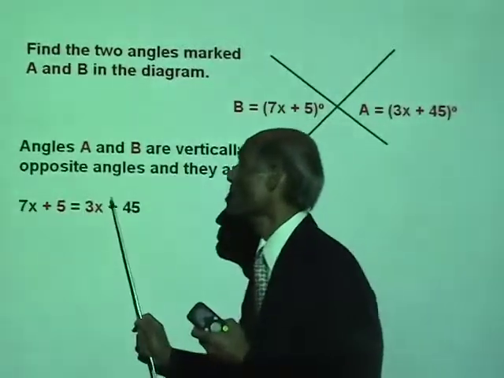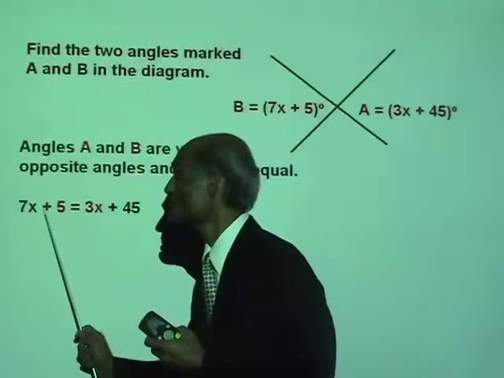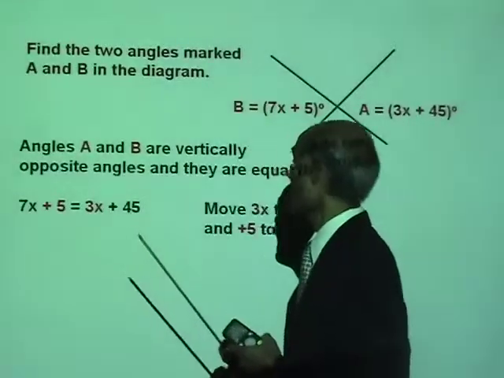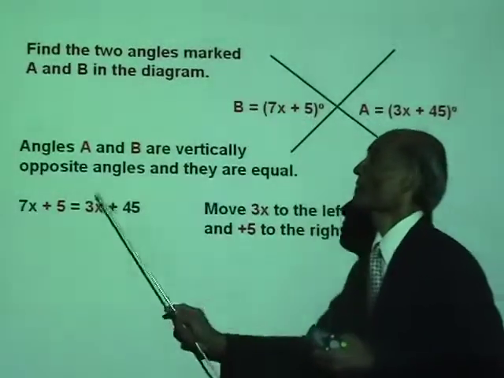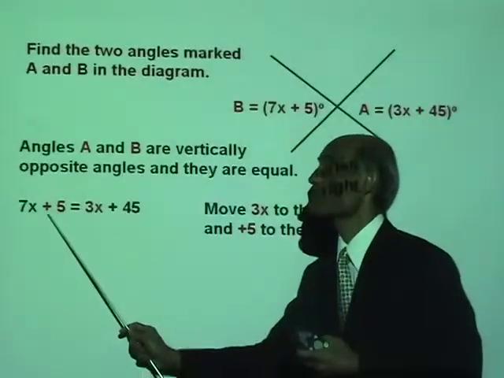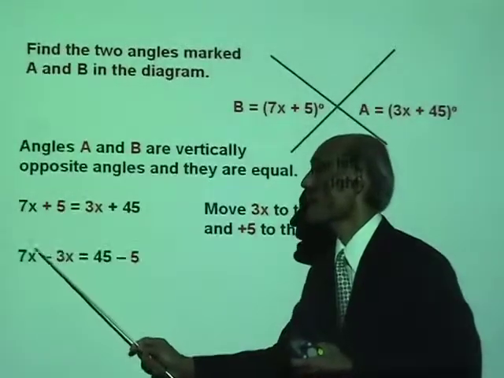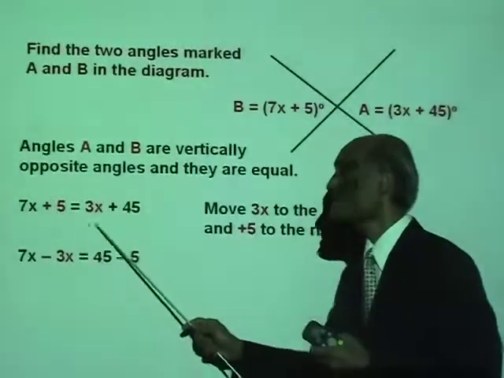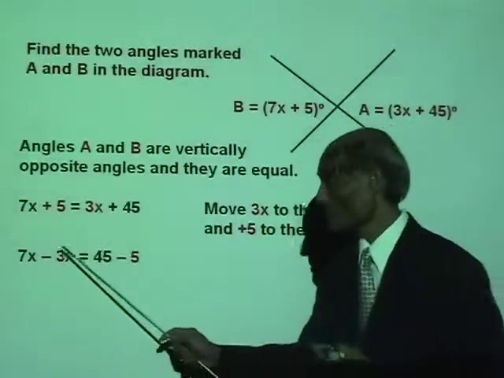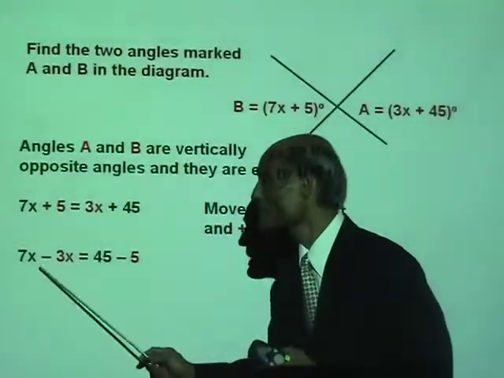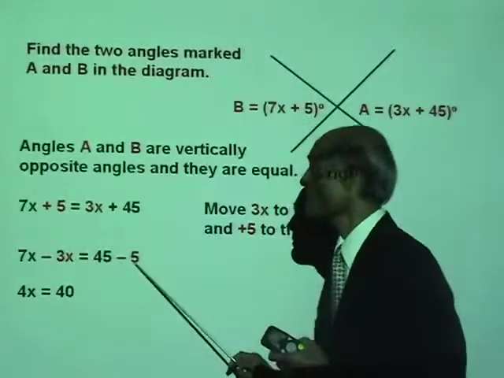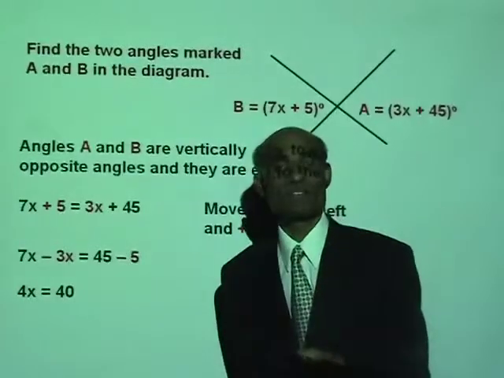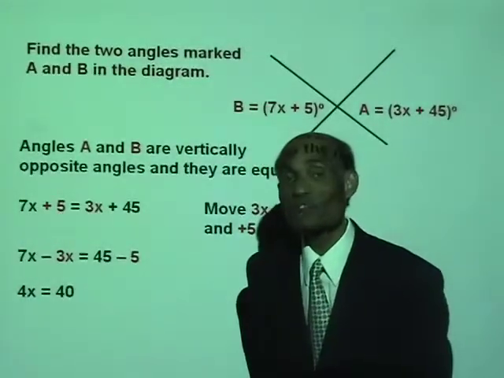Let's solve that. Move 3x from the right to the left and positive 5 from the left to the right. And what does that give you? Well, 3x goes to the left and becomes minus 3x. 7x minus 3x equal to 45 minus 5. Alright, 7x minus 3x is 4x. 45 minus 5 is 40.